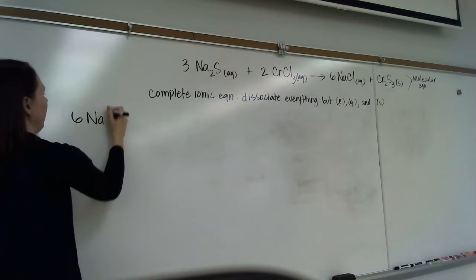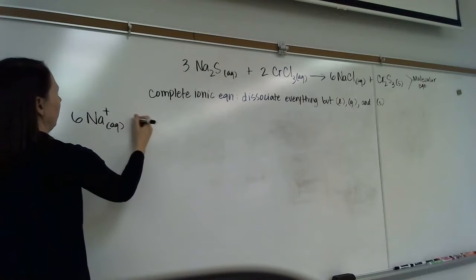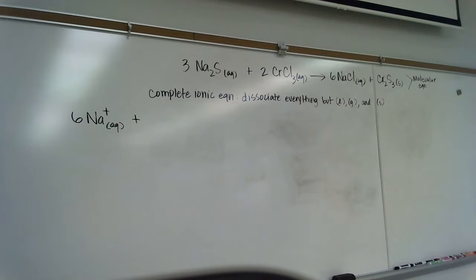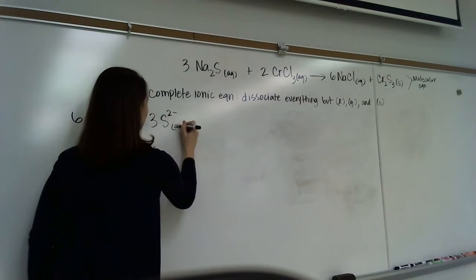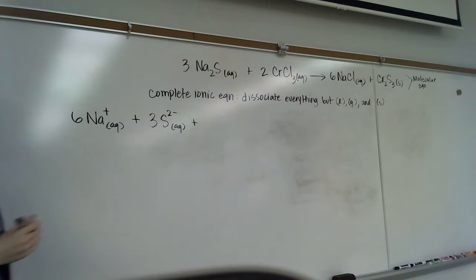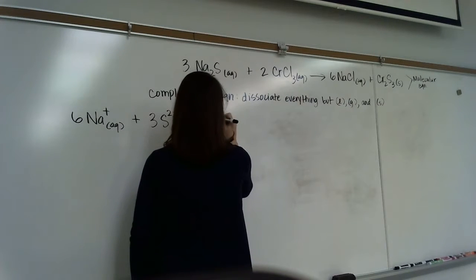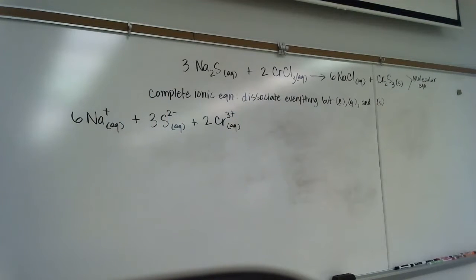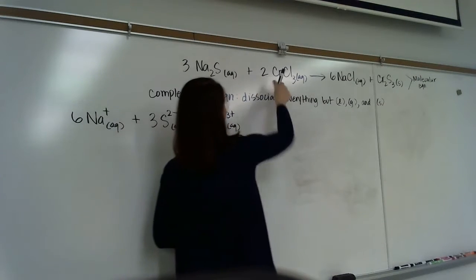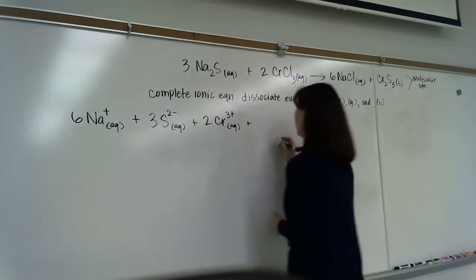6 Na plus, how many sulfides? 3. 3 S2 minus, plus how many chromiums? 2. Right, 2 Cr, 3 plus. Is it okay if you leave the charges off? You just want, like, I don't want to write them. Is that okay? No, because is chromium the metal the same thing as chromium 3, the ion? No. And then how many chlorides do we get? 6.